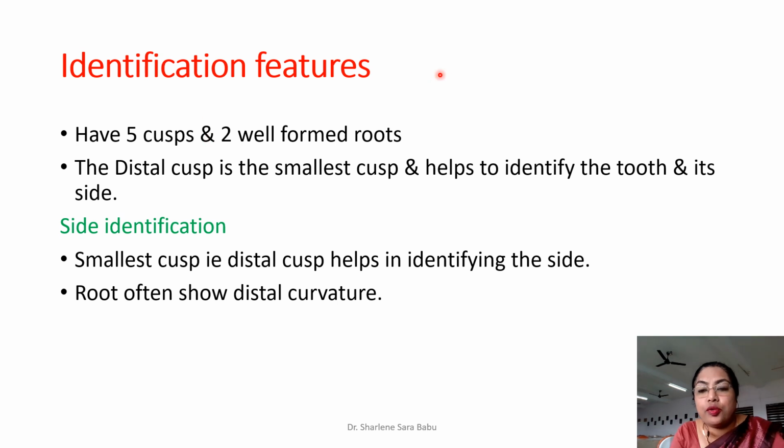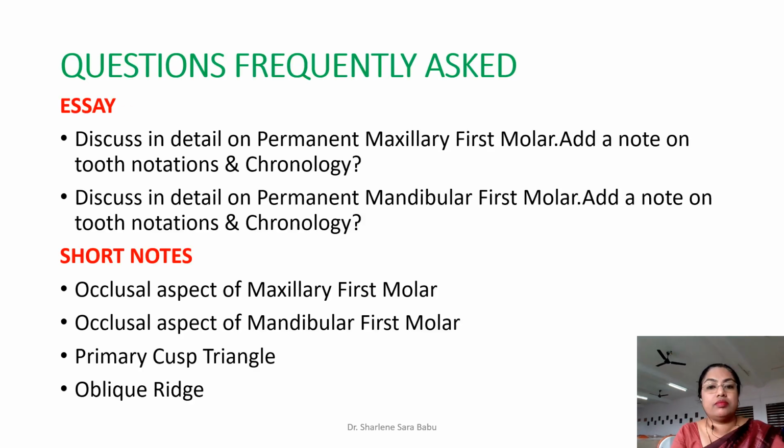And how can you identify this particular tooth? It has 5 cusps and 2 well-formed roots. Distal cusp is smallest and helps to identify the tooth and its side. And about the side identification, the smallest cusp, that is the distal cusp, helps in identifying the side, and the root often shows a distal curvature.